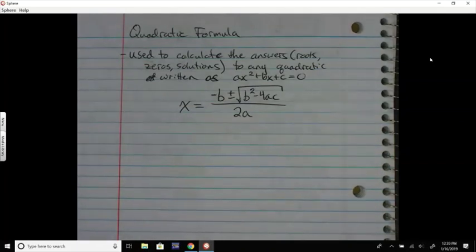Get it stuck in your head, get it memorized. Sing it again. X equals the opposite of b plus or minus the square root of b squared minus 4ac all over 2a.